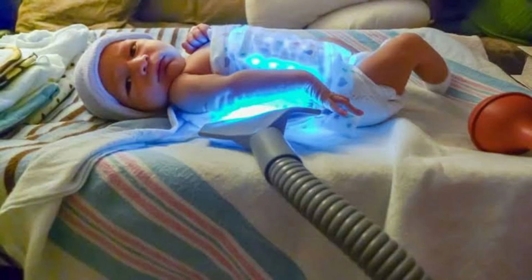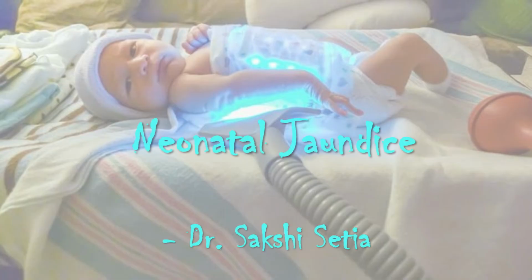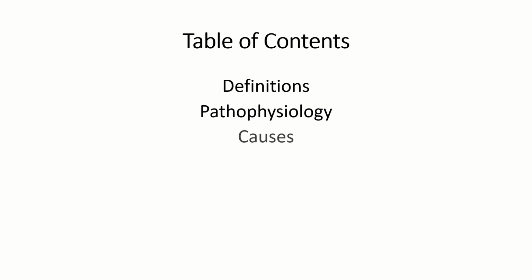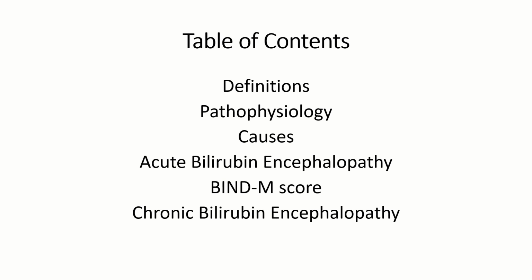Hello everyone. In this lecture, we'll discuss neonatal jaundice under the following headings. First, we'll brush through some common definitions related to NNJ, following which we'll learn about the pathophysiology and etiology of NNJ, followed by clinical features of acute bilirubin encephalopathy, how to score it, and what is chronic bilirubin encephalopathy or Kernicterus. Management will be dealt with in another lecture.